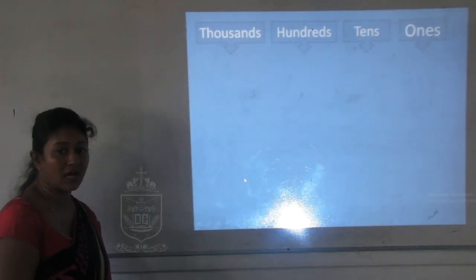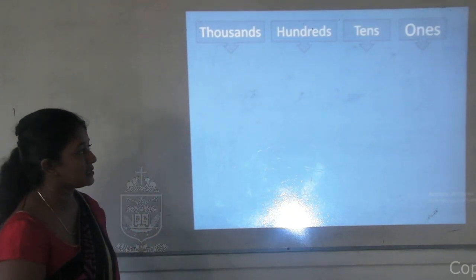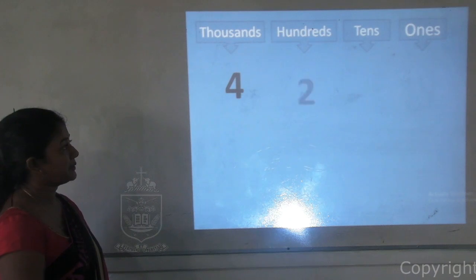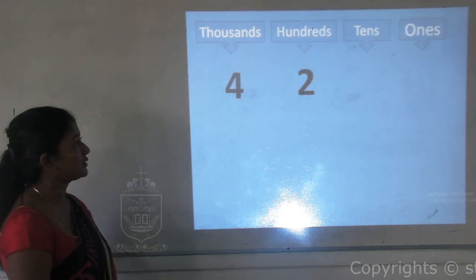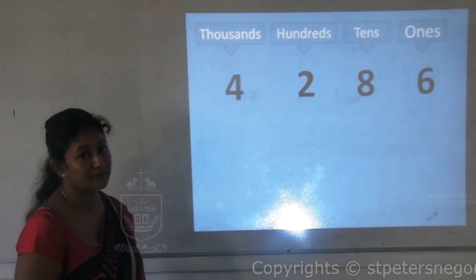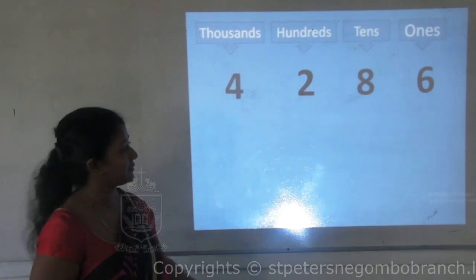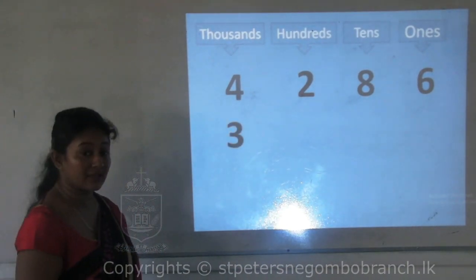Now once again, I am going to do this addition with numbers, with digits. Please read this number with me. 4,286. My first number is 4,286. Let's go to the second number.